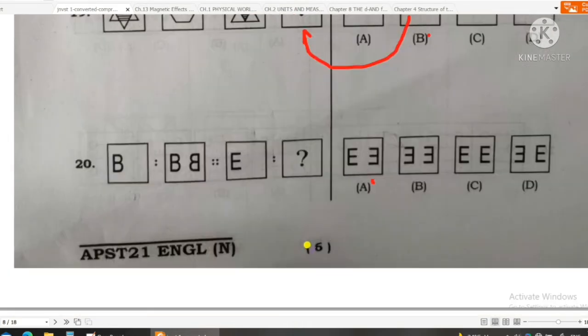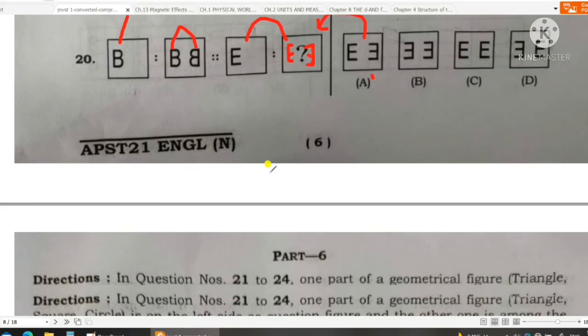Okay, next here one letter is B. Okay, and then the mirror image of this letter B is given here. So B and mirror image of B is there. In the same way E, and here E and the mirror image of E should be there. So you can see in the answer figures which option gives this type of figure. So the answer is here A option. This was question number 20.